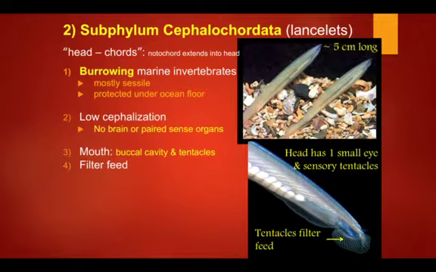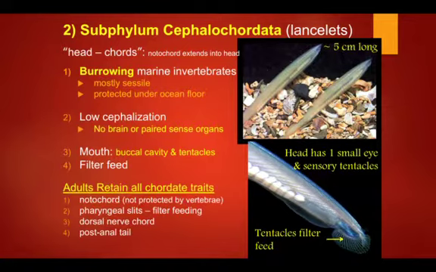Their mouth consists of a couple of parts, the buccal cavity and tentacles, so that's going to be located up here. And they are filter feeders, so they will collect food particles with the buccal cavity and tentacles and filter that into the mouth. In this case, the adults retain chordate traits. They have the notochord, the pharyngeal gill slits, the dorsal nerve cord, and the postanal tail. But again, they're very low on the evolutionary tree of chordates, so they don't have true vertebra or a true brain yet.